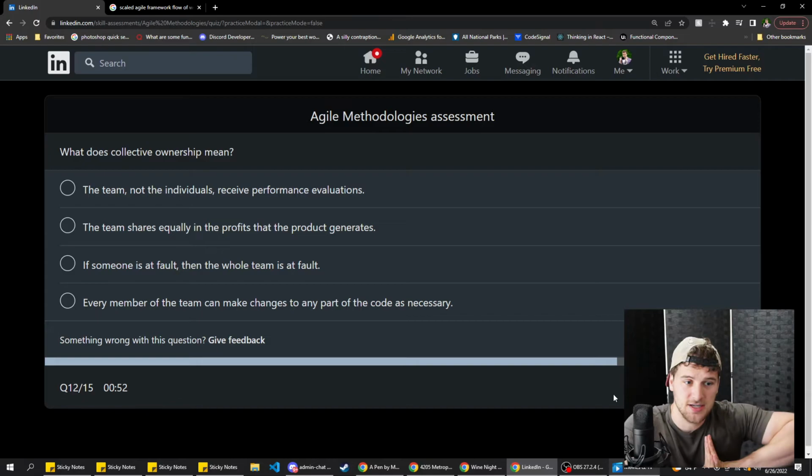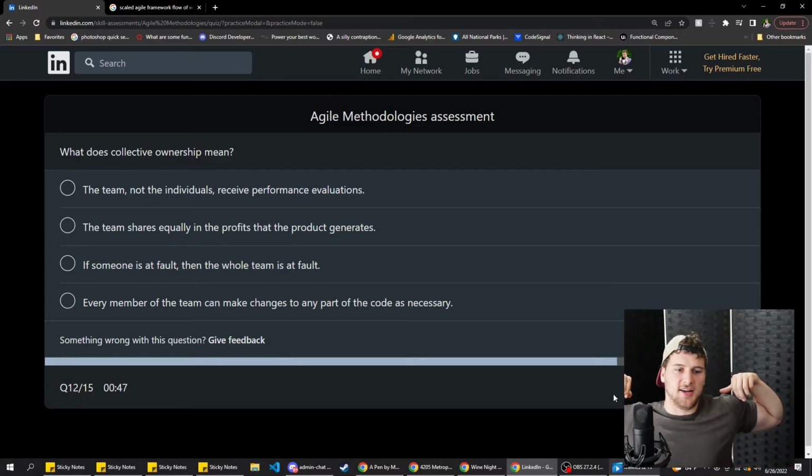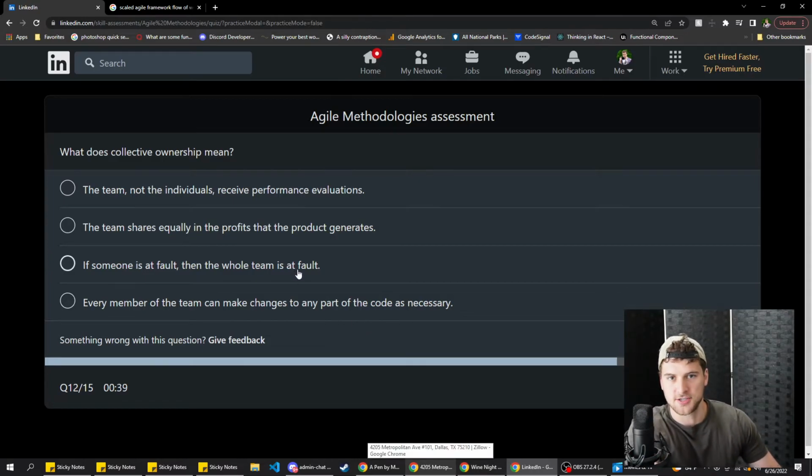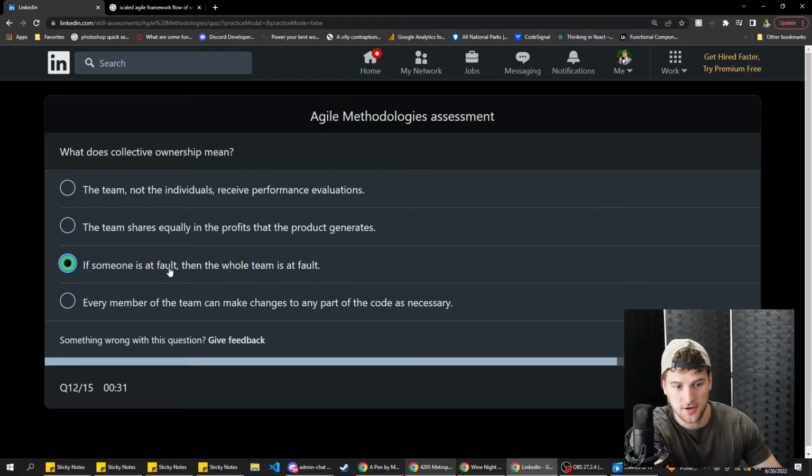So A, the team, not the individuals, receive performance evaluations. I think individuals would still receive performance evaluations, because I imagine the team would receive one and then individuals would receive one as well. So it's like, "Hey, this is what we can work on better as a team." And then individually, this is what each person can work on to improve their own skill set. If someone is at fault, the whole team is at fault. I imagine it's that, right?